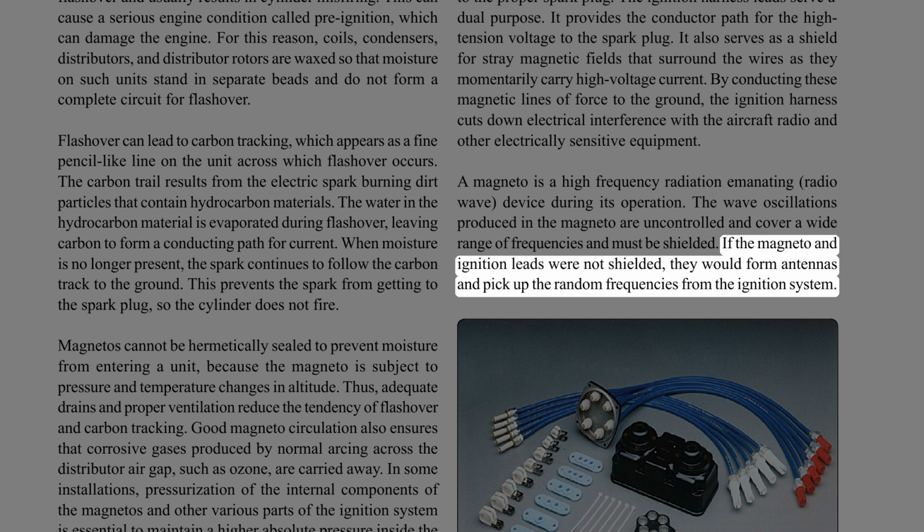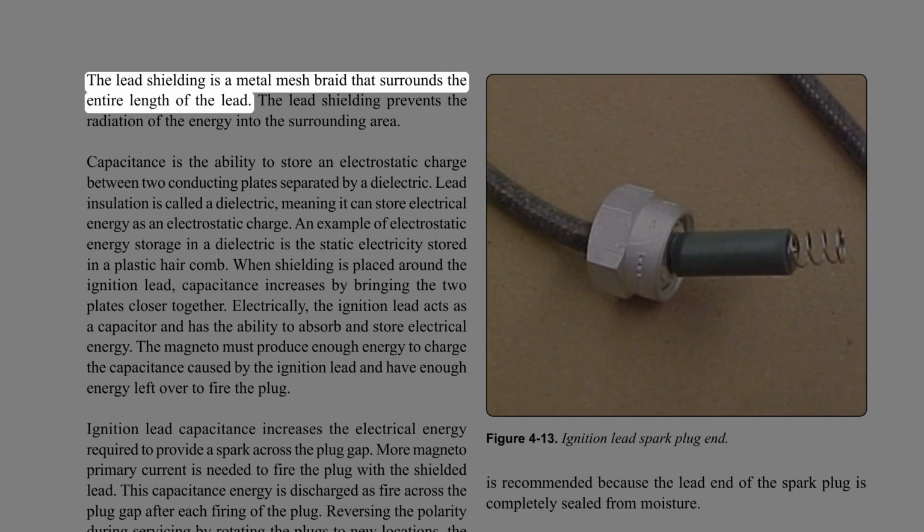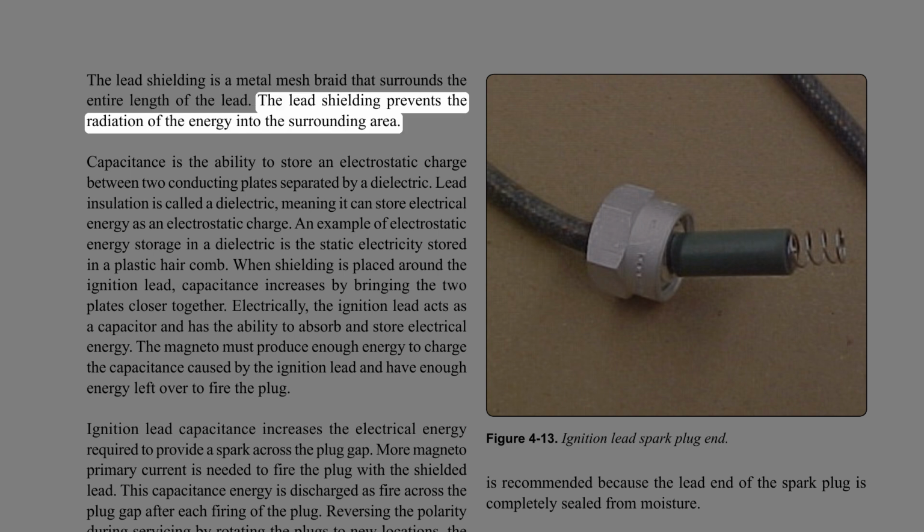If the magneto and ignition leads were not shielded, they would form antennas and pick up the random frequencies from the ignition system. The lead shielding is a metal mesh braid that surrounds the entire length of the lead. The lead shielding prevents the radiation of the energy into the surrounding area.